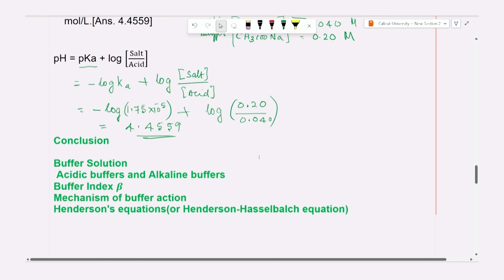Now, let us conclude. In this session, we have been seeing buffer solutions, and those solutions resist the change in pH on addition of appreciable amounts of a strong acid or a strong base. So, it is very convenient if you want a reaction to occur at a certain pH and that reaction involves addition of acids or bases. Better conduct it in the presence of a buffer solution, so that the pH is not altered.